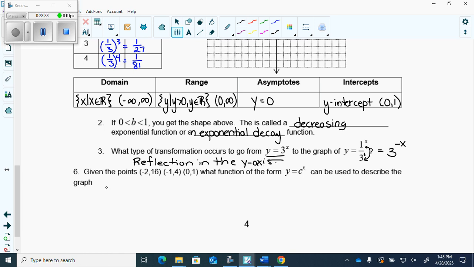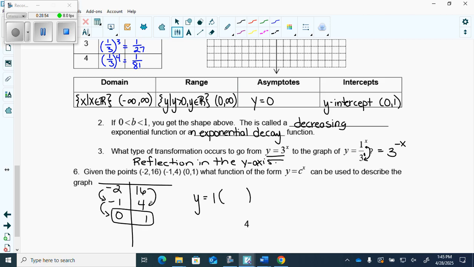Okay, let's look at this one. We have negative 2, 16. Negative 1, 4, 0, 1. These are going up by 1, correct? Are those going up by 1? My y-intercept is 0, 1, so what's my a value? 1. What's my b value? What's happening from here to here, here to here? It's decreasing by, I think it's 0.25. Yes. So it's dividing by 4 each time, which is multiplying by a quarter. So you get 0.25, or a quarter, to the x.